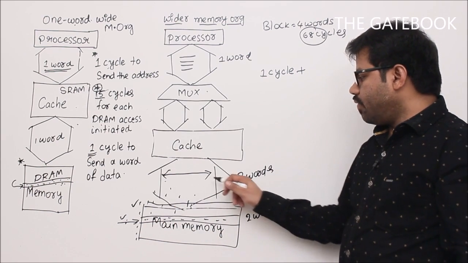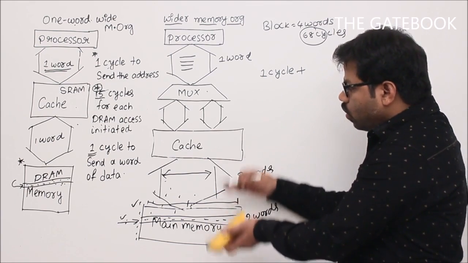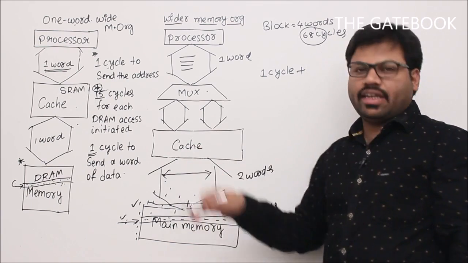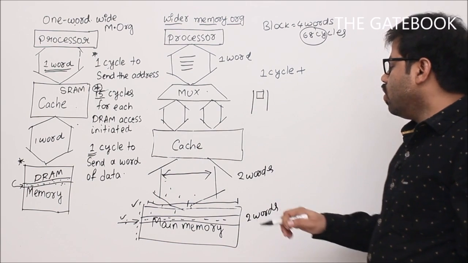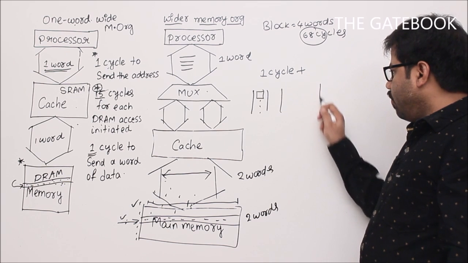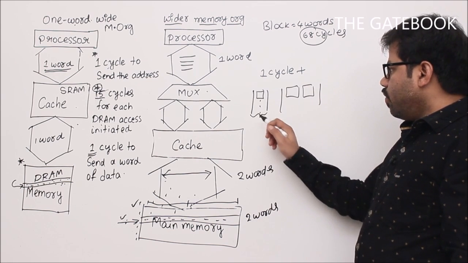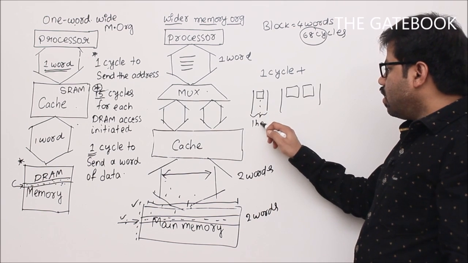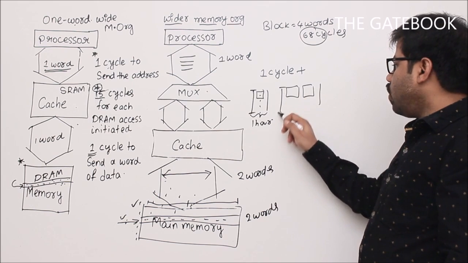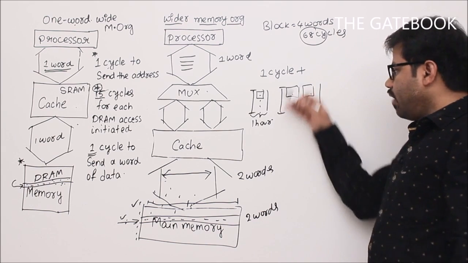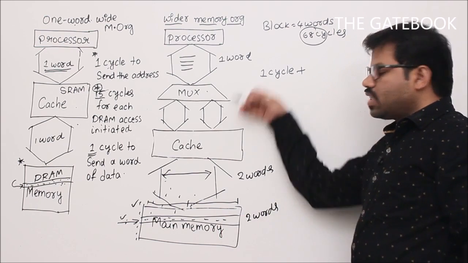Because we increased the width, the time to transfer 1 word or 2 words is the same now. It's like you have a highway where only 1 car can go, and another highway where 2 cars can go. Within 1 hour, 1 car can travel from here to here, and within the same 1 hour, 2 cars can travel, right? So the time will not increase. In the same way here, within 1 clock cycle, 2 words can be transferred.